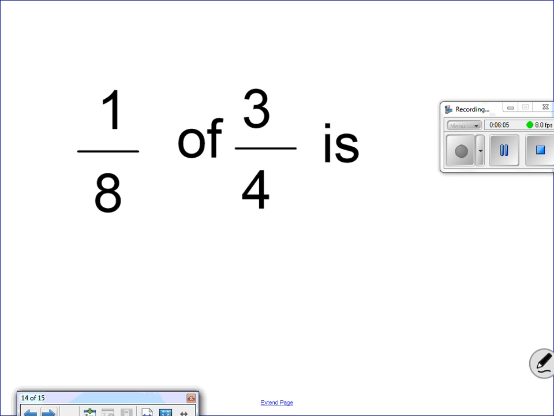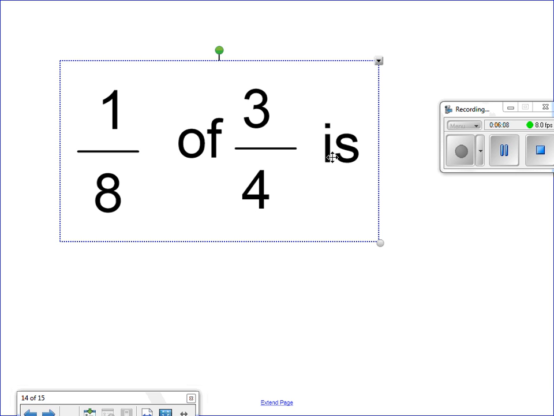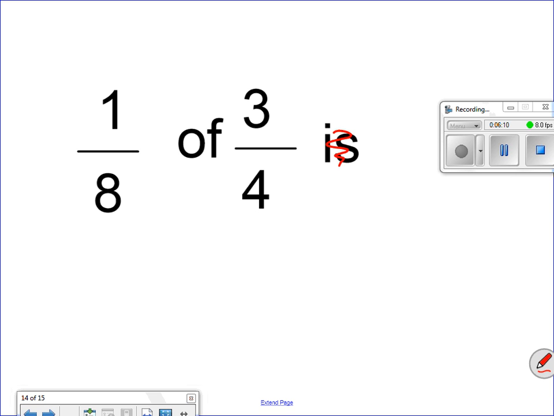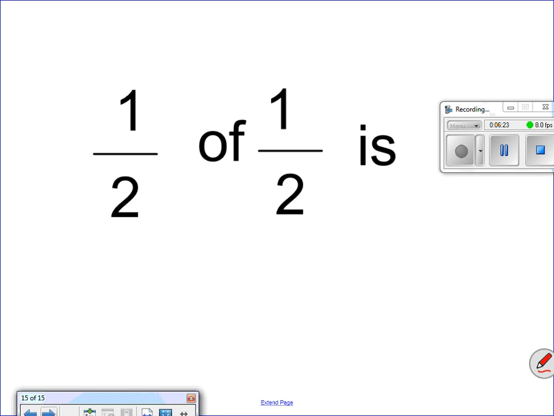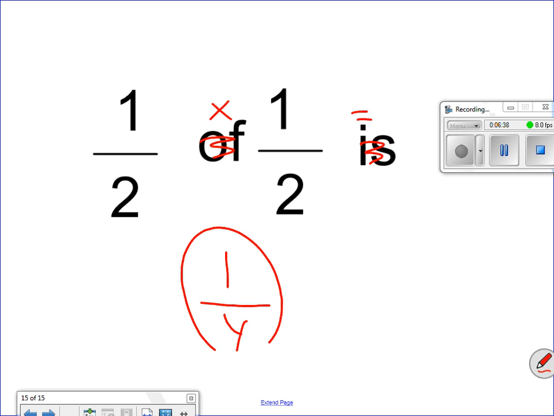1/8 of 3/4 is. Okay. Once again, is this important? No, that just kind of means equal here. Of means multiply. 1 times 3 is 3. 8 times 4 is 32. We can't get that any smaller because 3 can't go into 32. That is our answer. Last problem. 1/2 of 1/2 is, change this to multiply, equals, right? 1 times 1 is 1. 2 times 2 is 4. 1/4. Fractions of fractions are simple.